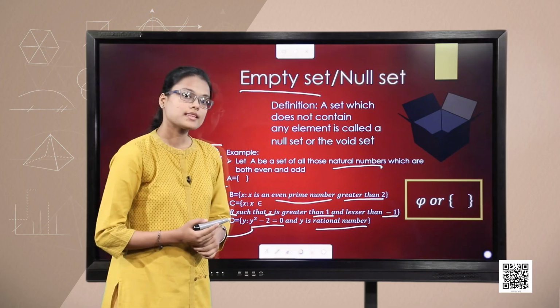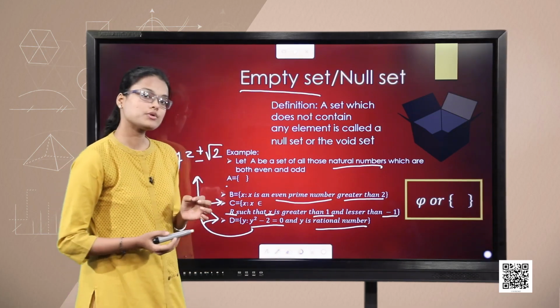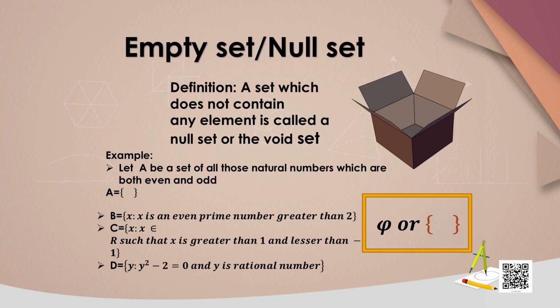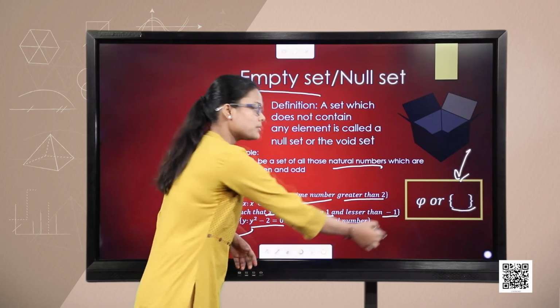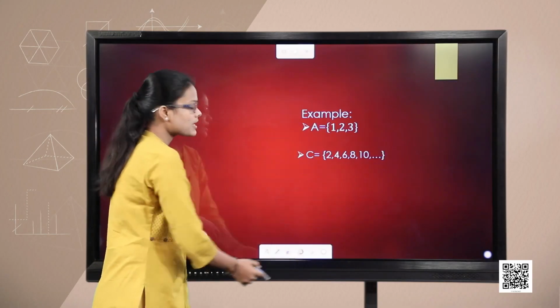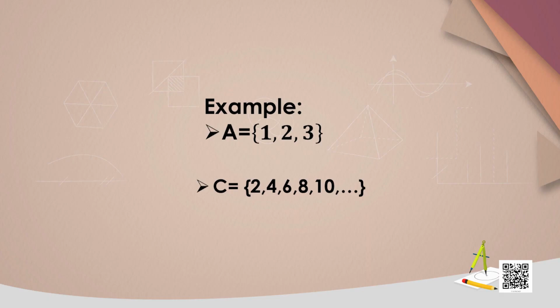Students, note that whenever we have to represent an empty set, we represent it with curly brackets with no element in it, showing emptiness, or with a symbol which is known as phi. Okay? Now, let us observe another example. See this example.